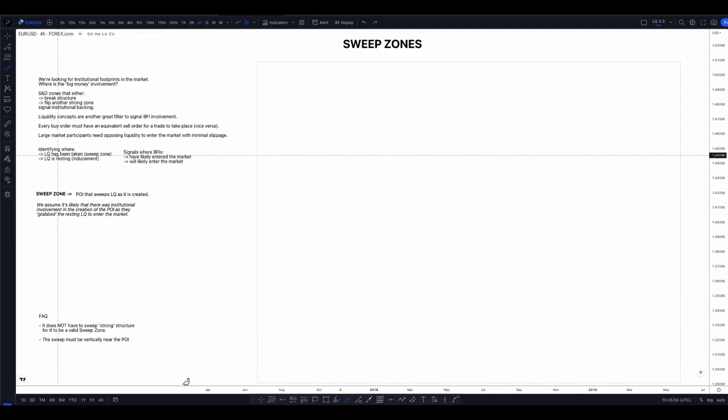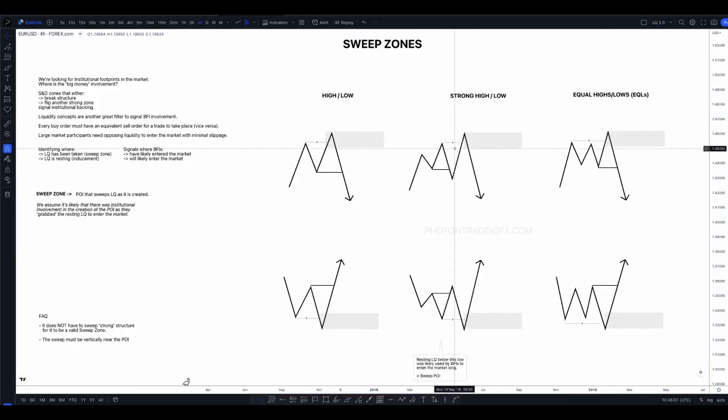So when we say it's been taken in the past, and it leads to the creation of a supply and demand zone, that is what we call a sweep zone, okay? And that's the signal where big financial institutions have likely entered the market, right? And this is where we get some of these patterns like this, okay?